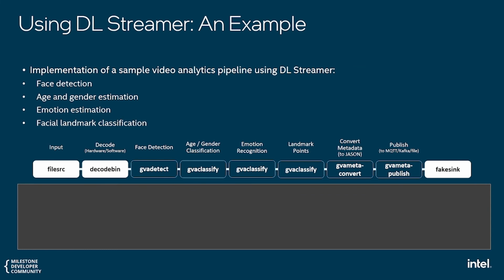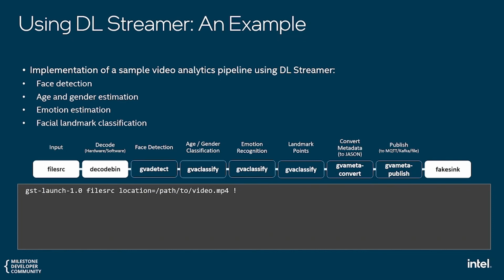Let's go straight into a short demo of a video analytics pipeline sample using DL Streamer. Here we have an example of a pipeline that performs face detection, based on which it recognizes person age, gender, and emotions. It also subsequently classifies facial landmarks, which then can be used for further analysis.